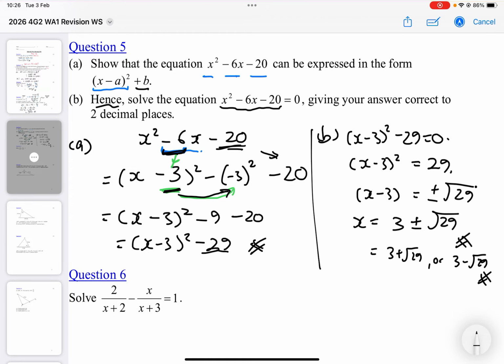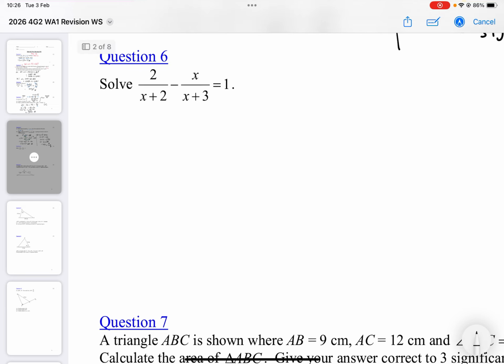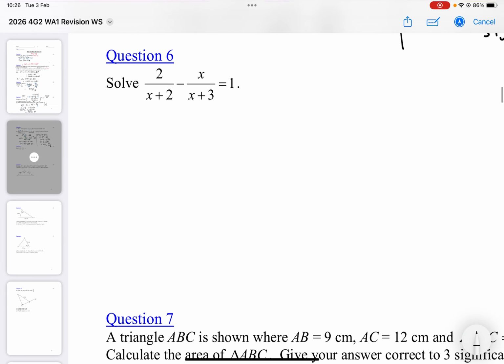Okay, question 6. Solve. When we see the word solve, we must know that the question is asking us what is x. This is the meaning of solving an equation. What is the unknown? So definitely when you know what the question is, your answer must be x equals to something. So you will always have x equals to something inside your final answer.